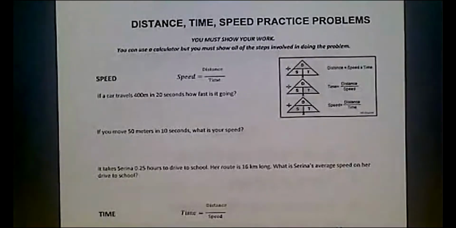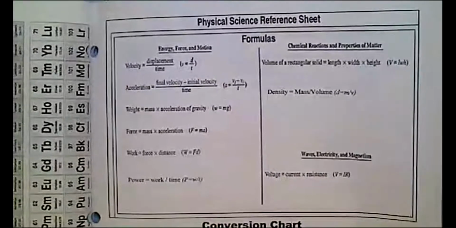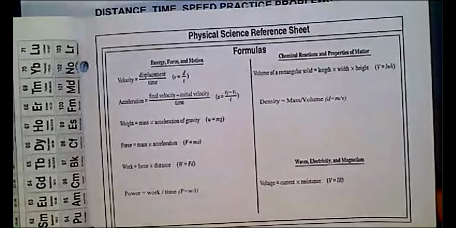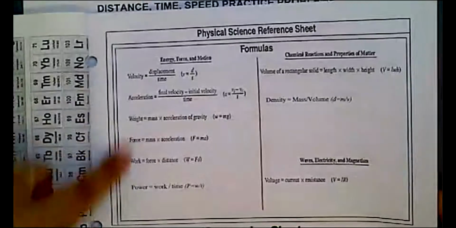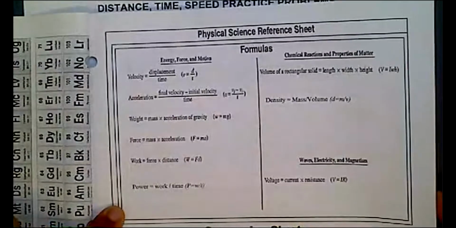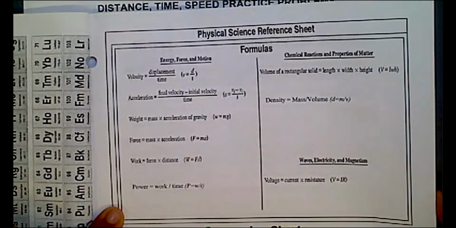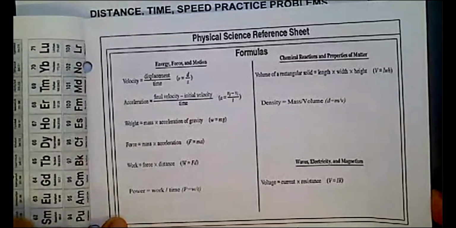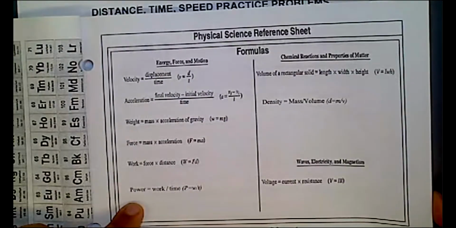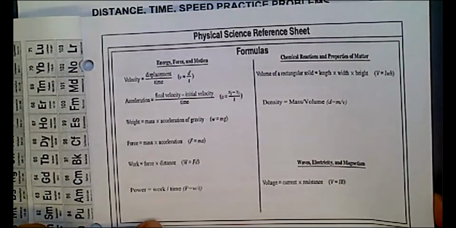I'm going to show you how to calculate speed. One thing to note is that in your packet, at the very front on page 4, you have what's called a reference sheet. Your reference sheet has all of the formulas that you will need for this unit. That means you do not have to memorize any formulas. They are all here. On the SOL, you get all of your formulas. So don't feel like you have to memorize these. You might accidentally memorize them because you use them a lot, but I do not expect you to memorize them.